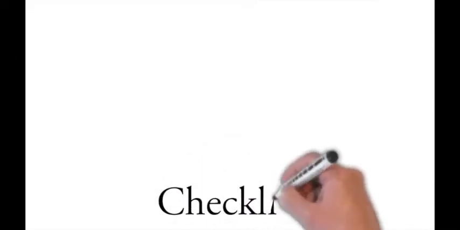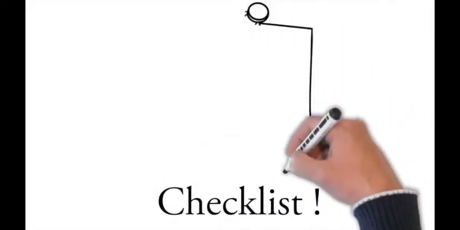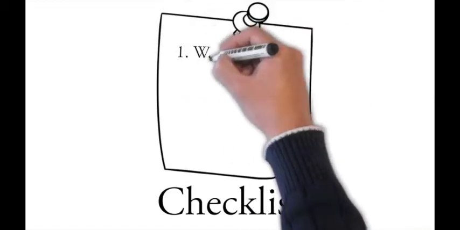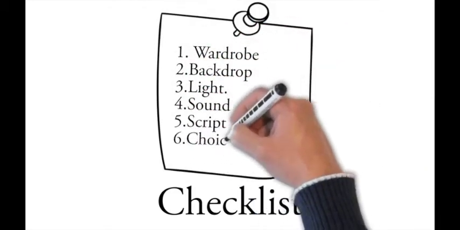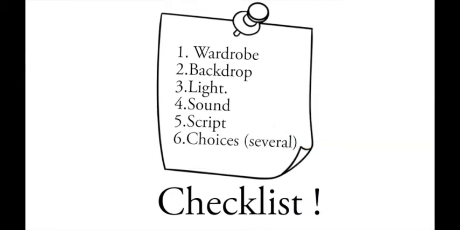Your checklist, very simple. Make sure you have a backdrop. Make sure you have good light. Make sure you have good sound. Make sure your script is ready. You're off book. You've got your script memorized. Also, make your choices. Have some choices there, and make several of them, so you have several choices that you're going to make during your audition.